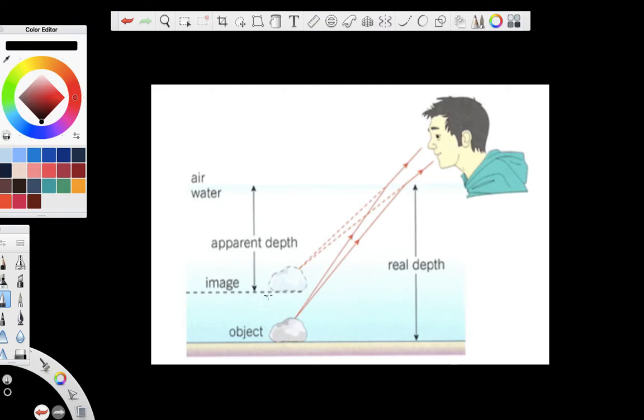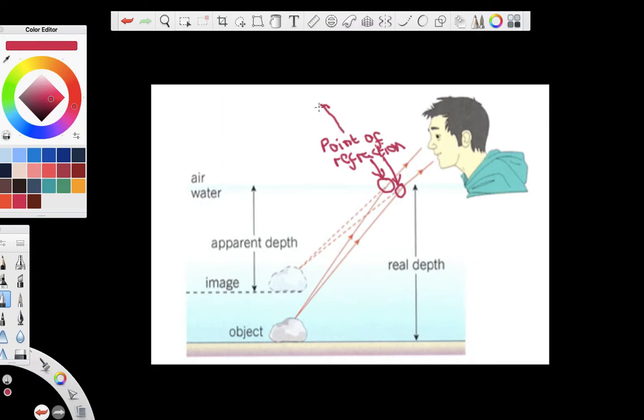So as you can see, the real object is there, and the light is moving through the water before bending when it moves into the air. So again, our point of refraction would be here. So these are our points of refraction. This is where the light bends as it moves from water into the air.